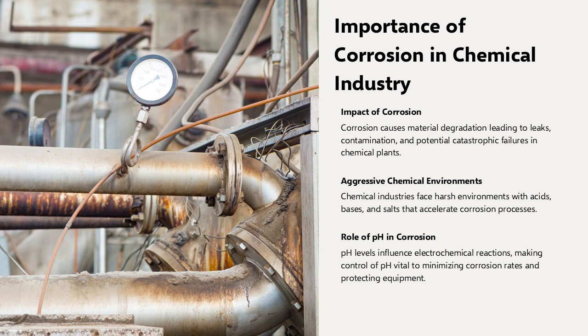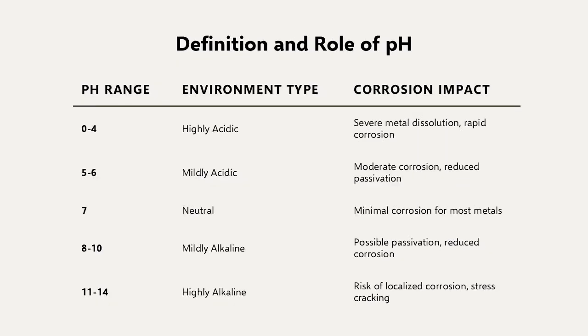in corrosion prevention strategies. pH is a measure of the hydrogen ion concentration in a solution, indicating its acidity or alkalinity. The pH scale ranges from 0 to 14, with values below 7 considered acidic, above 7 alkaline, and 7 neutral. In the chemical industry, pH is a fundamental parameter because it affects chemical reactions, solubility, and corrosion behavior.